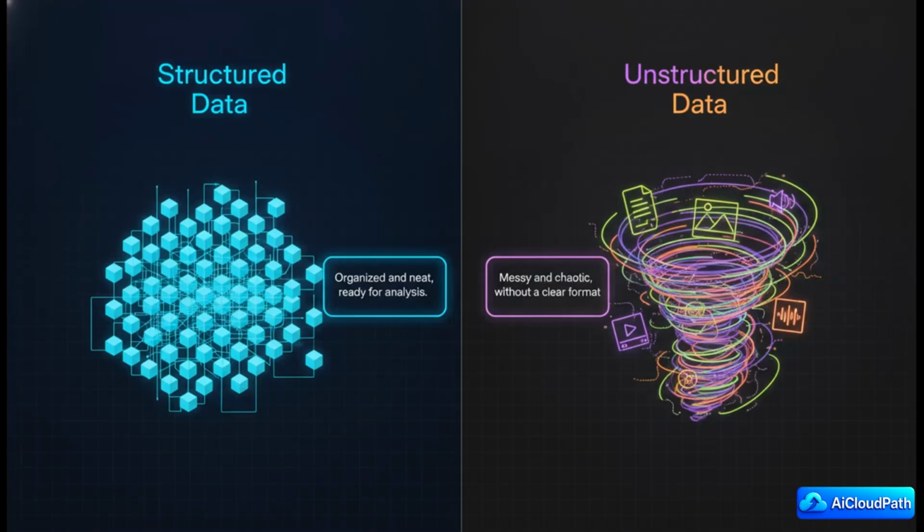Okay, so at the very top level, AI data is basically split into two big buckets. On one side, you've got structured data. This is the neat freak of the data world. Everything's organized, labeled, and easy to find. And on the other side, you've got unstructured data. This is the messy, chaotic, creative one that doesn't play by the rules. We're going to dive deep into both.